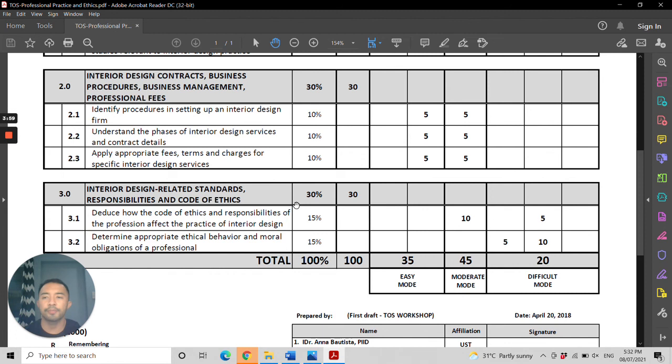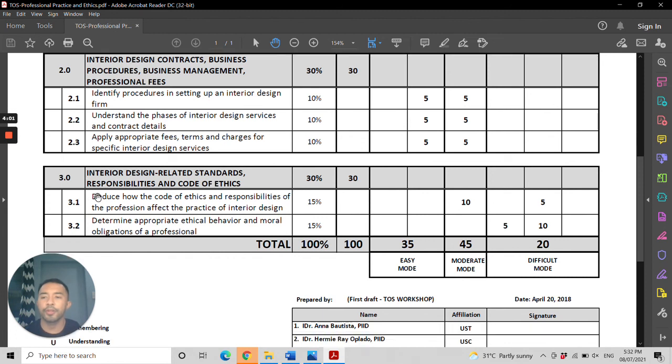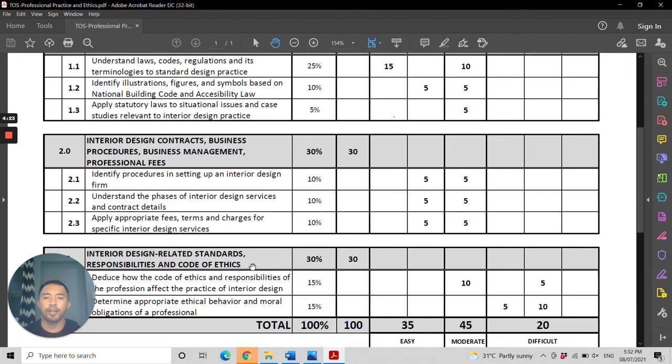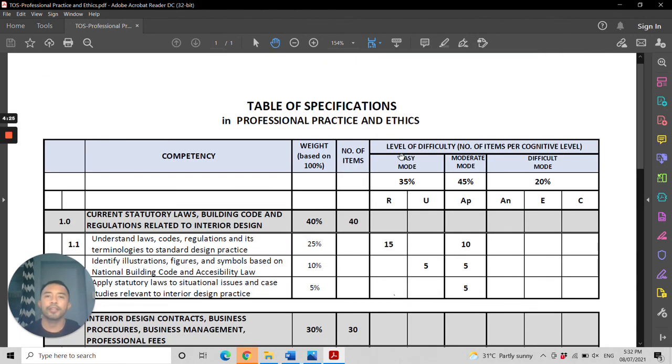And then for number three coverage, 3.1 is to deduce how the code of ethics and the responsibilities of the profession affect the practice of interior design. That would be 15%. And to determine the appropriate ethical behavior, so this is more of the ethics, another 15%. Again, for a total of 100%. Okay, so that will be for the professional practice and ethics.